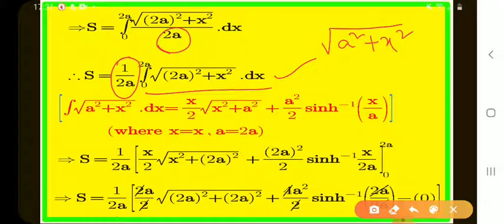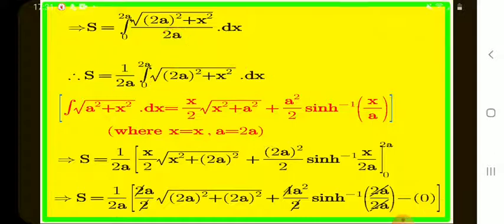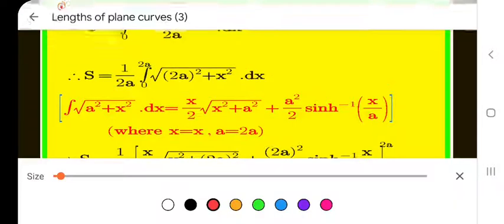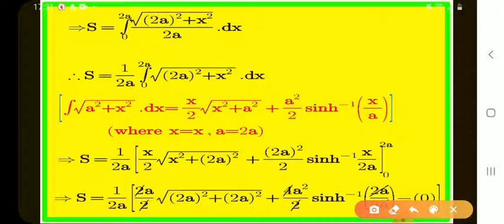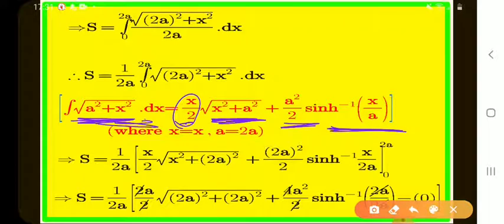Okay. Which type of function do we have here? Root a square plus x square model function we integrate here. So I write the formula for root a square plus x square. What is the formula? See here, the formula of integral root a square plus x square is x by 2 root x square plus a square, plus a square by 2 sinh inverse x by a. This is the formula of integral root a square plus x square.